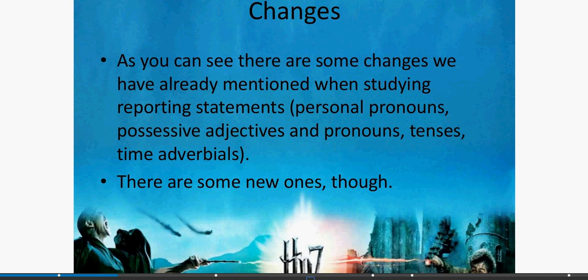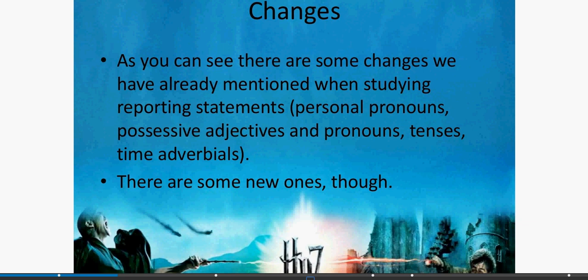Slide number 3. As you can see, there are some changes we have already mentioned when studying reporting statements. Personal pronouns, possessive adjectives, and pronouns, all of these are changed, tenses are changed, and time adverbials like here, there, now and then. These are the words that we change. There are some new ones, though.